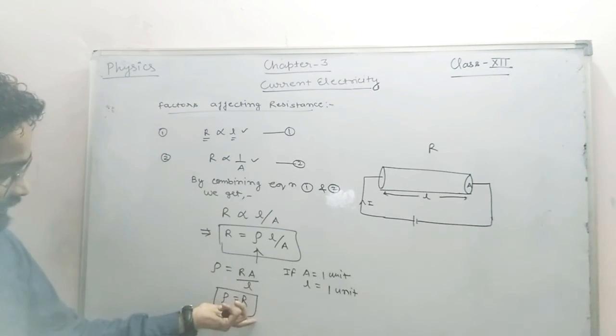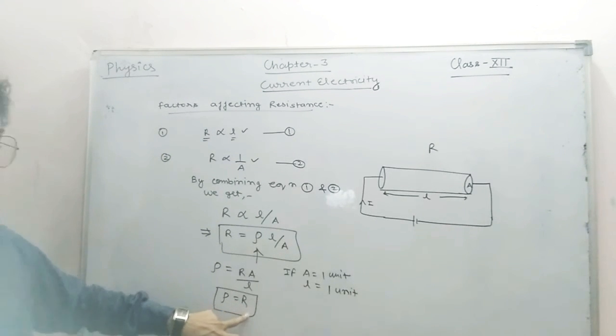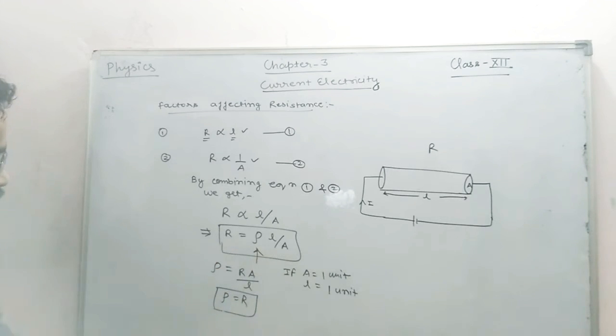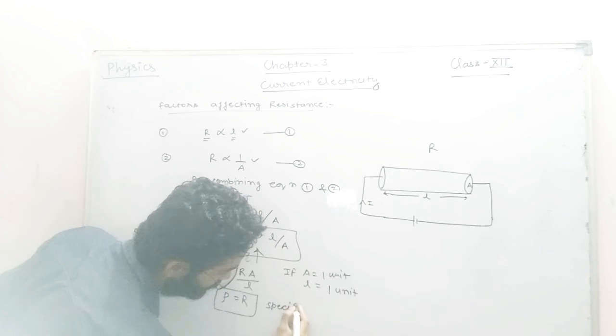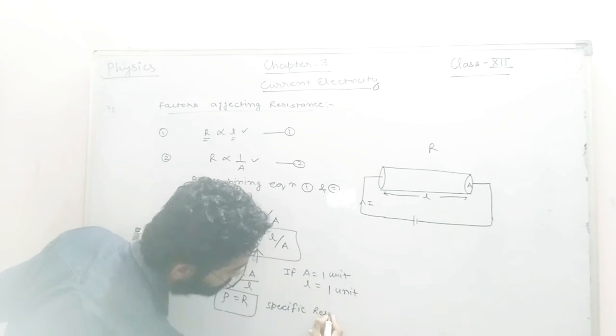So this is all about resistivity. Resistivity can be written like rho is equal to R. So resistivity is also called what? Specific resistance. Remember this name: specific resistance.